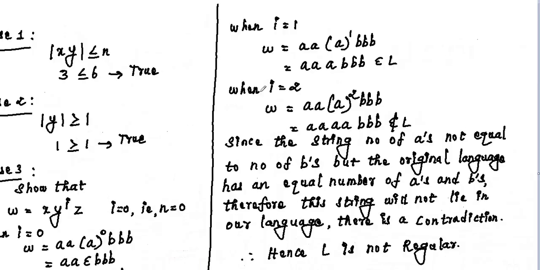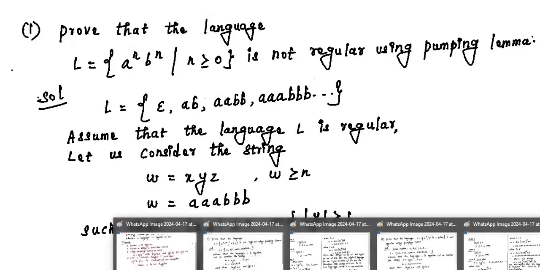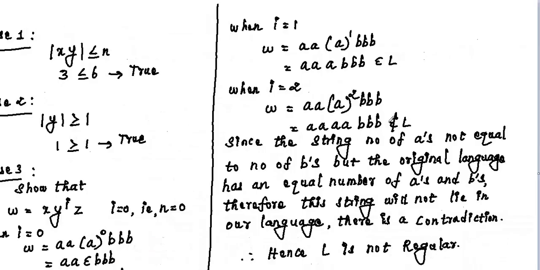Next limit, i value equal to 2, W equal to x value AA, y value A raised to the power 2, which means i value 2, and z value is going to be triple B. A squared means double A, remaining z value triple B. Here we have 4 A's, 3 B's. So the string is not present in this language, which means it does not belong to L.